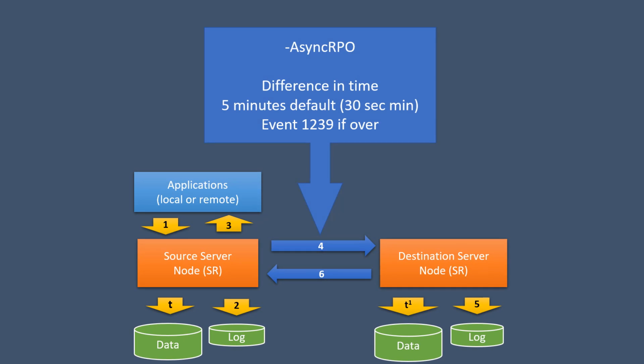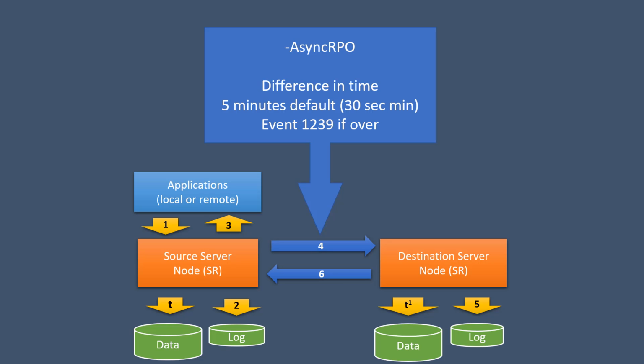Now, one of the things about asynchronous is RPO times. People want to be able to control their RPO times. As a default, we're going to keep it within 5 minutes. You can change this when you set up your partnership with Async RPO. Default is 5 minutes, like I said. You can take it down to as little as 30 seconds if you want, depending on how much latency you have.